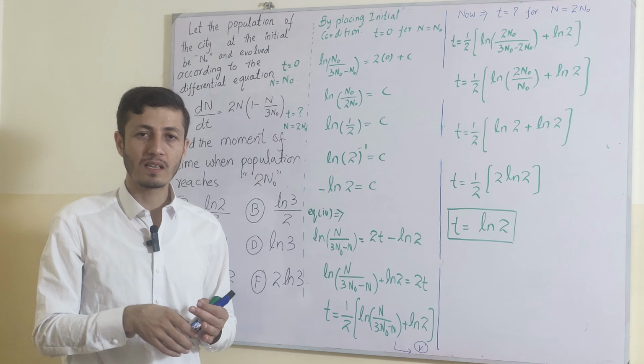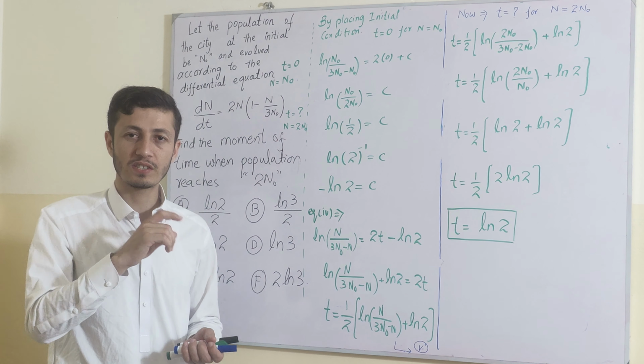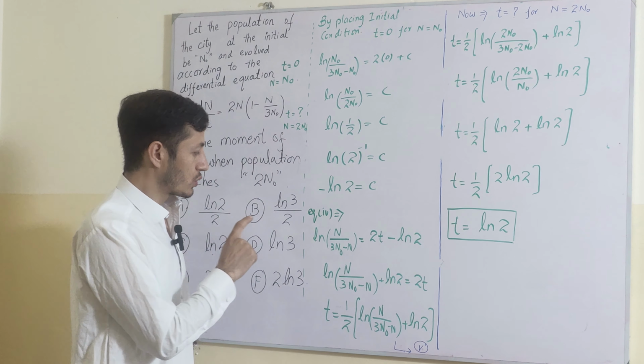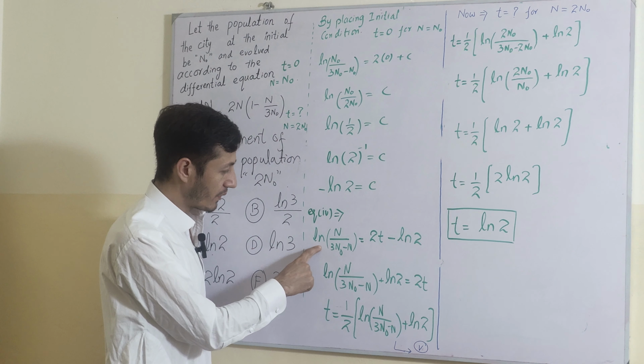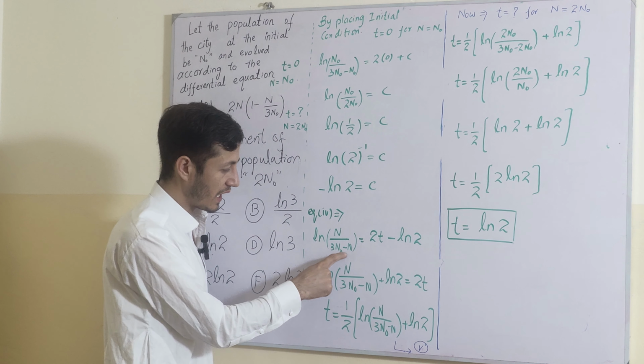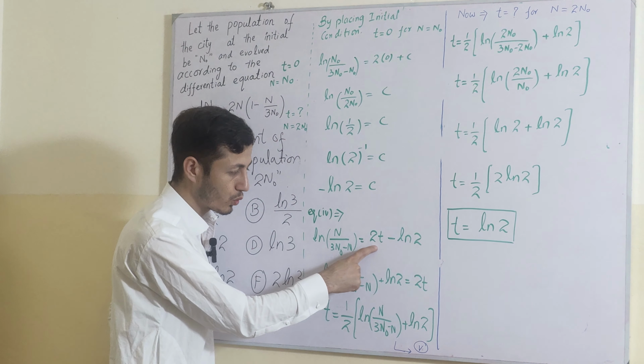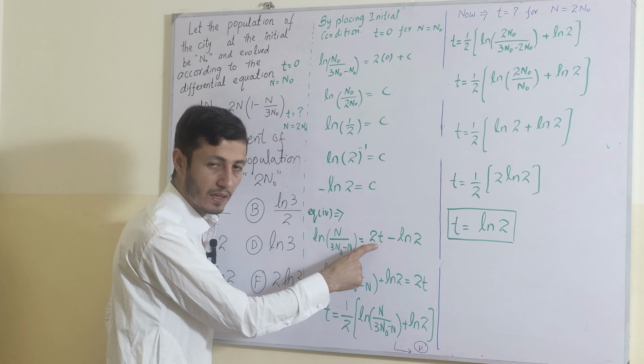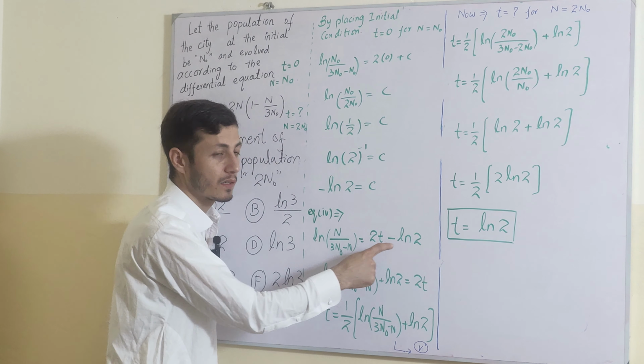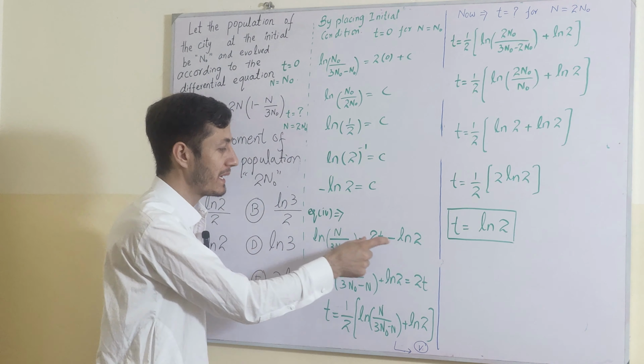Now we have to place the value of the constant of integration in the general solution. So it becomes natural log of n divided by 3 times n naught minus n is equal to 2 times t plus c. So in place of c we have to place minus natural log of 2. So it becomes minus natural log of 2.